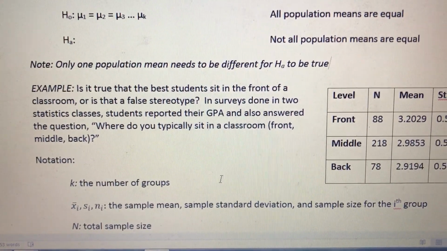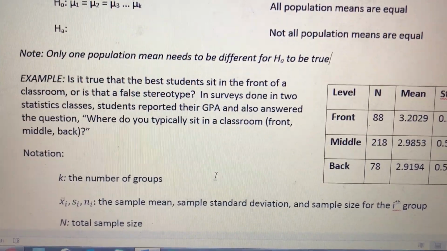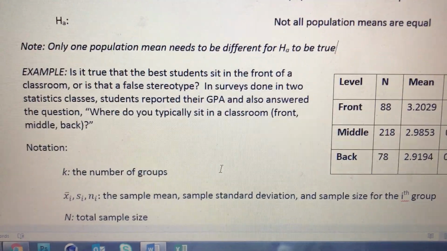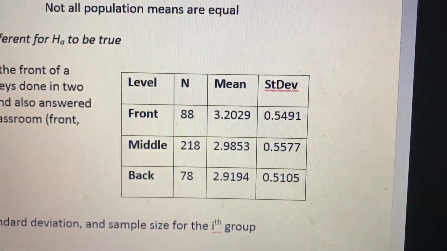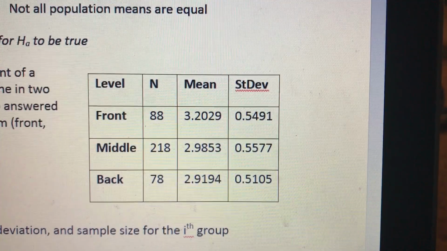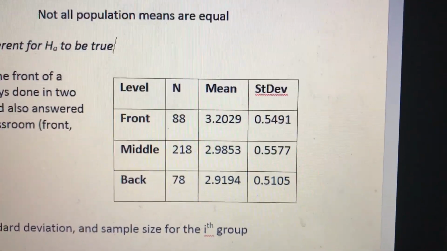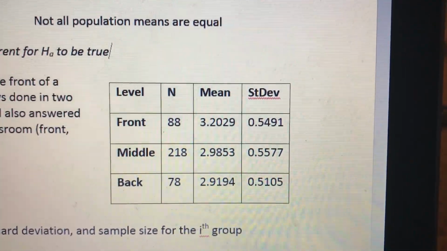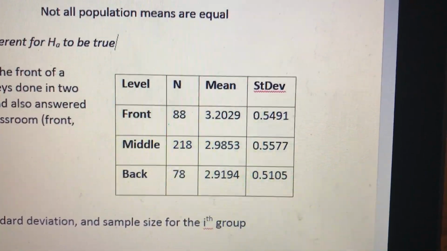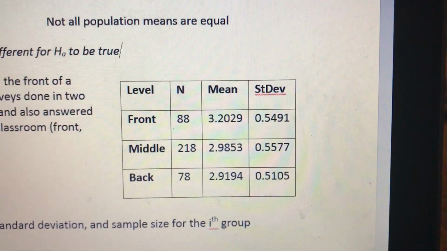In surveys done in 2 statistics classes, students reported their GPA and also answered the question, where do you typically sit in the classroom? Front, middle, or back? And then over here, we've got a bunch of information that can all be found from the Explore option. We have the 3 different locations that people can sit. We have the individual sample sizes, the individual sample means, and the individual sample standard deviations for each one of those groups.